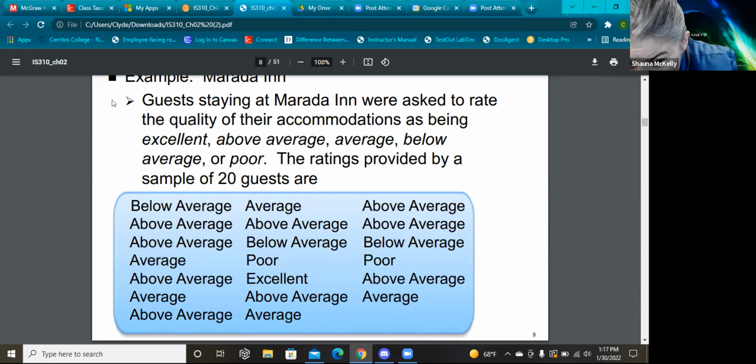Now it's hard to look at this and see anything meaningful. I mean, you could start counting and doing some stuff, but once you start doing some analysis, you can start to see maybe what these people were thinking about.